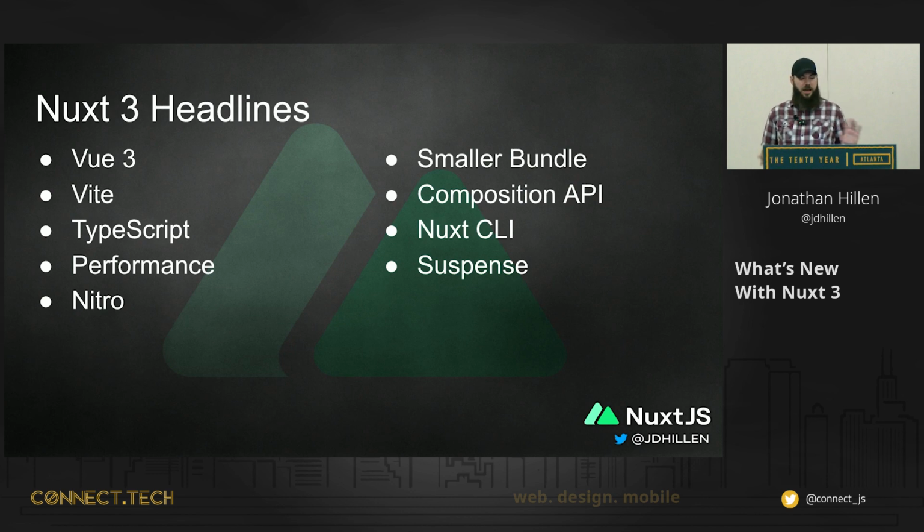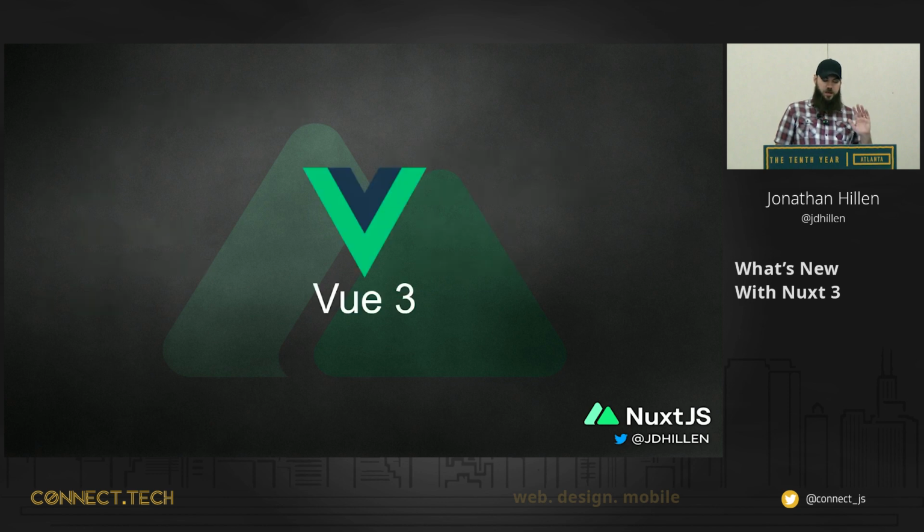So here are kind of the headlines that we're going to talk about. We got Vue 3, Vite, TypeScript, performance, Nitro, bundles, the composition API, the Nuxt CLI, and suspense. So first off, we got Vue 3. Nuxt 3 is completely rebuilt with Vue 3 in mind. So you get all of those Vue 3 enhancements in Nuxt.